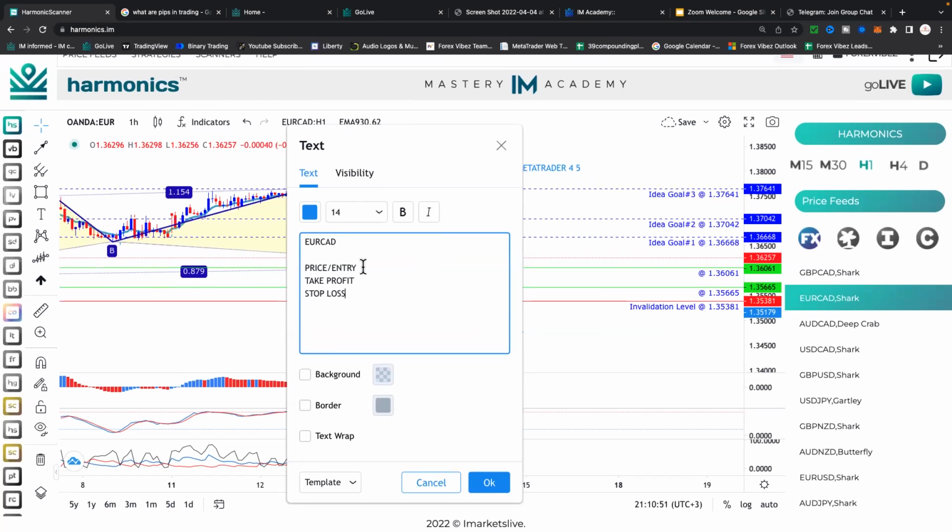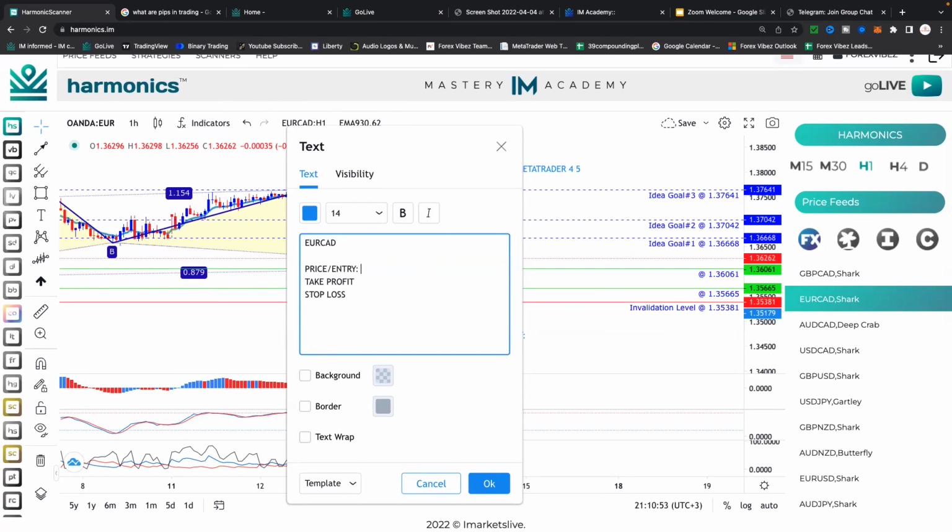So all I want to do, what's my price of entry when I'm looking over here? I want to look at this green line. So I want to take this one. It's 1.36061. All I want to do is copy it, all right? Because I want to write this down. So when I go up to MetaTrader 4, I already know what I'm looking for. So 1.36061.